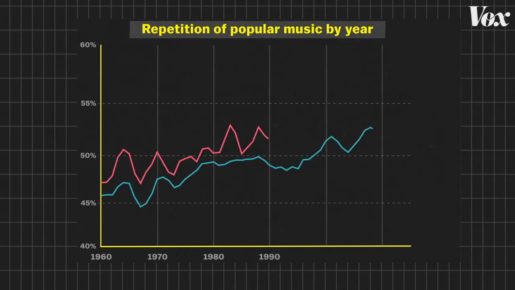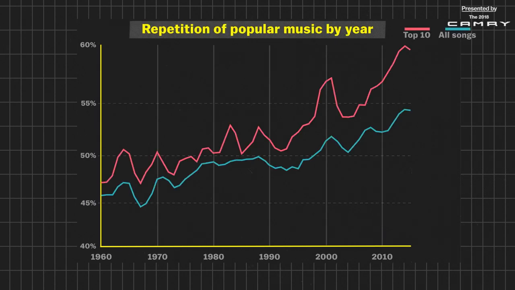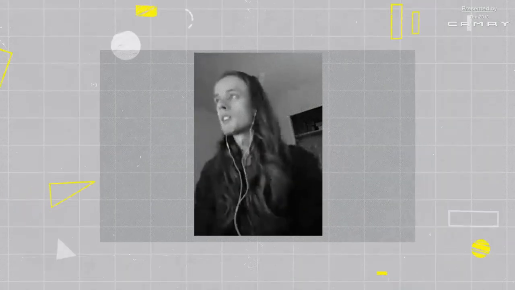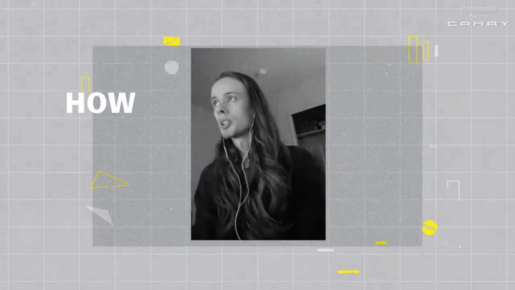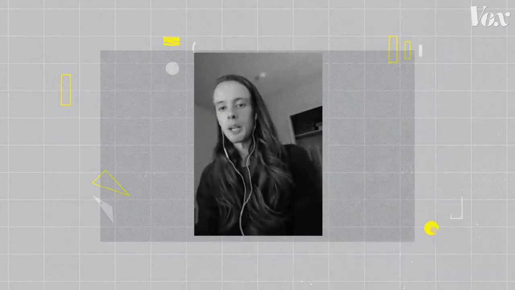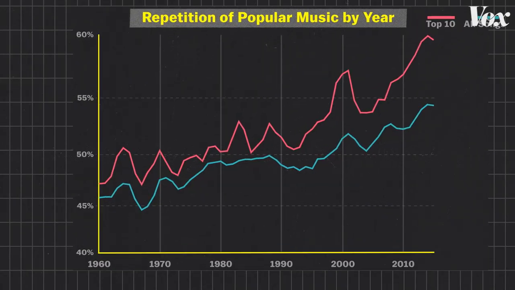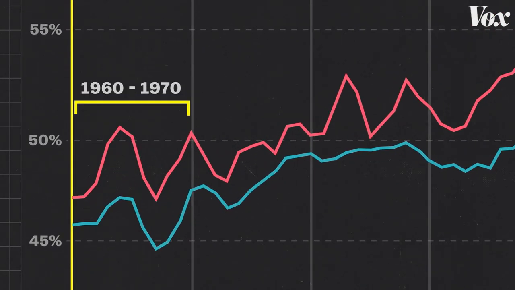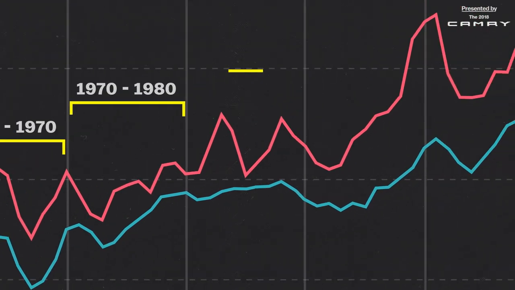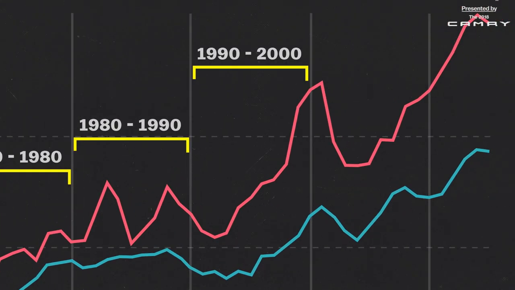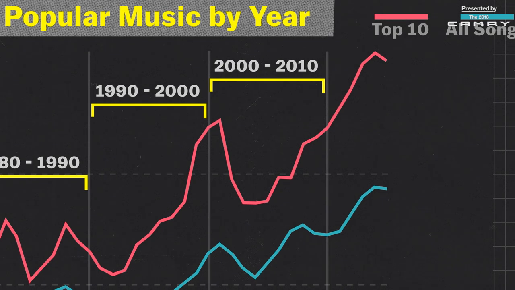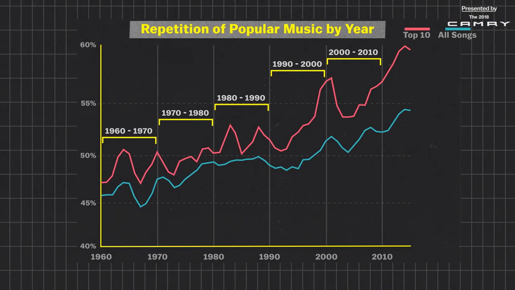Let's take a look at that chart you saw earlier. It illustrates that our love of repetition was increasingly reflected in pop music. I was surprised by how clear the trend was. Oh yeah, Colin made that too. It turned out that you could basically take any 10-year period over the last 50 years, and there would always be an increase in repetition over those 10 years.